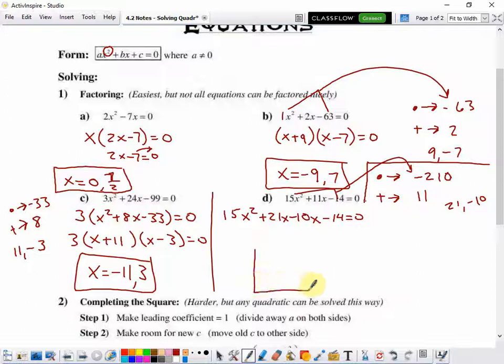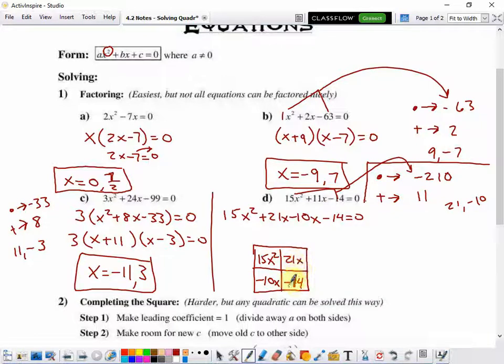Okay, so now I'm going to put that into a box. My first term always goes in the first box, 15x squared. My last term, the minus 14, always goes in the last box. The other two terms, it really doesn't matter which of these two boxes it goes in. 21x and minus 10x. Okay, so now I'm going to see what can be factored out of each row and each column. So let's start here on the left column. It doesn't matter which one you start with.